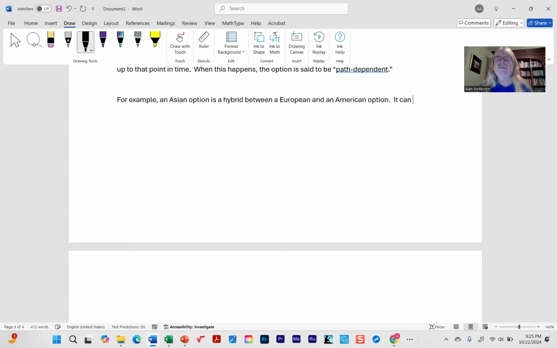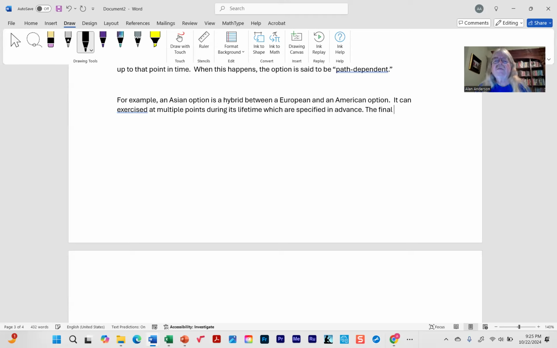It can be exercised at multiple points during its lifetime, which are specified in advance. But in others, if you notice, unlike the European option where you have to wait to the maturity date, or the American option where you can exercise anytime you please, this one says on certain dates you may exercise it, and that's it.